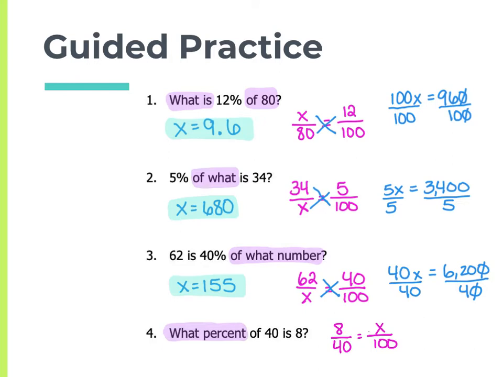So now we can cross multiply. 40 times x is equal to 8 times 100, which is 800. We'll divide by 40 on both sides to get x by itself. I can cross out a 0 in the 800 and a 0 in the 40. And 4 can go into 80 20 times, so x equals 20%.